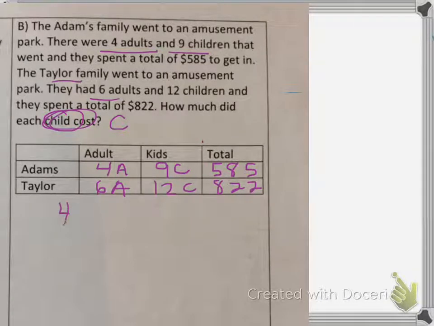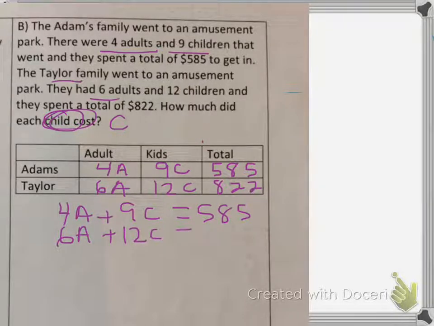So our first equation is 4 adults plus 9 children equals 585. Our second equation is 6 adults plus 12 children equals 822. Now this is not going to work out nice. This is one of those kinds of problems where we have to multiply the top equation through by a number and the bottom equation through by a number, because it doesn't actually just add straight down and cancel anything.